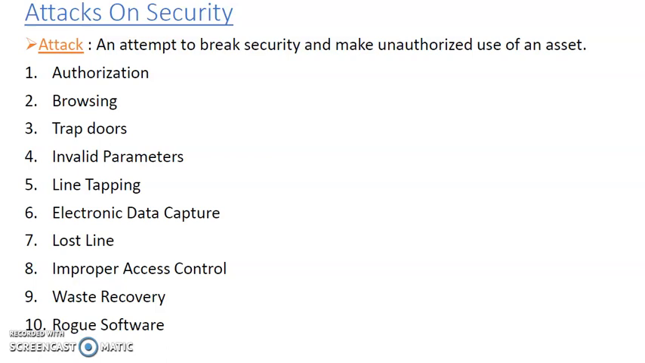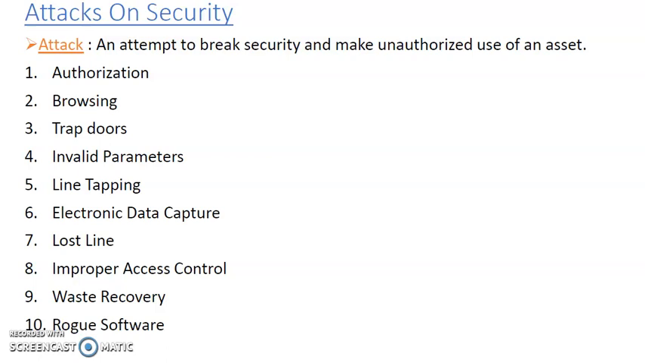Then the lost line. In networking, the line may get lost. In such a case, some operating systems log out and allow access only after correct identification of the user, but some operating systems cannot do this, right? Then the next one is improper access control, which means some administrators may not plan for all users. So some users may have more access or some users may have less access. This is improper access control.